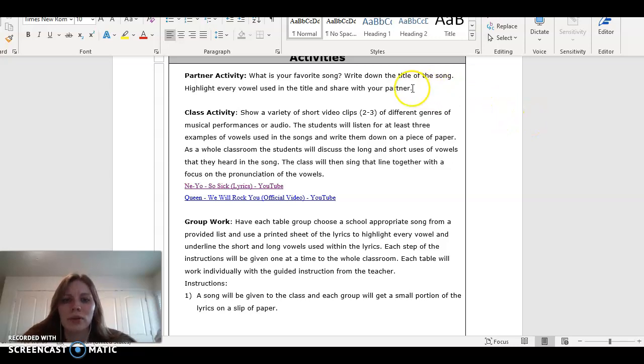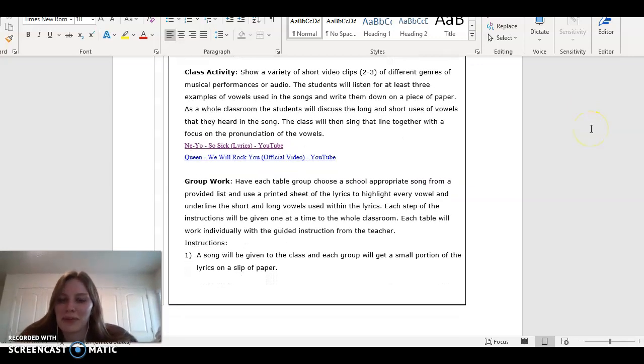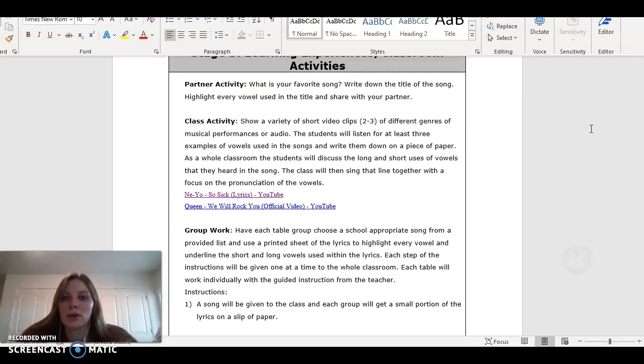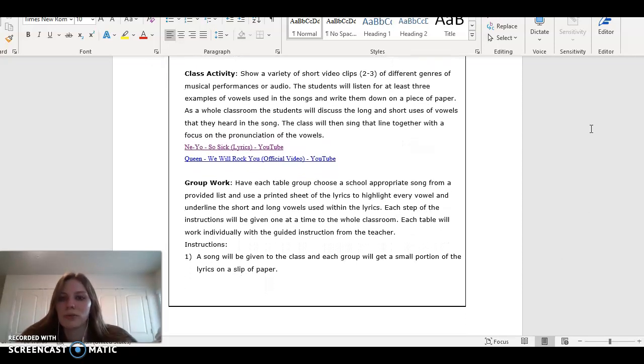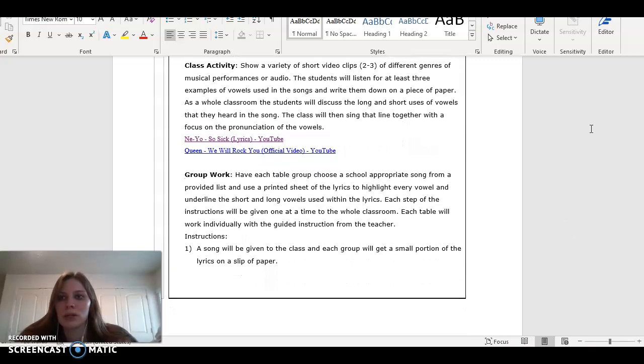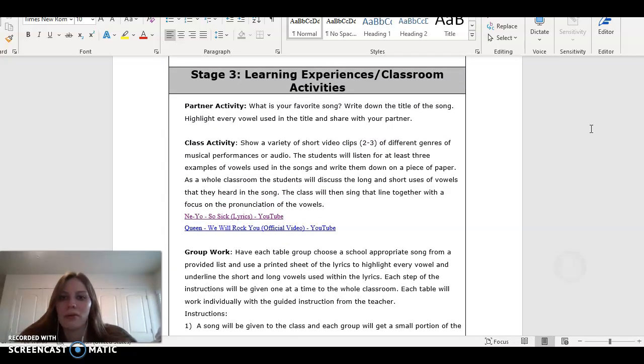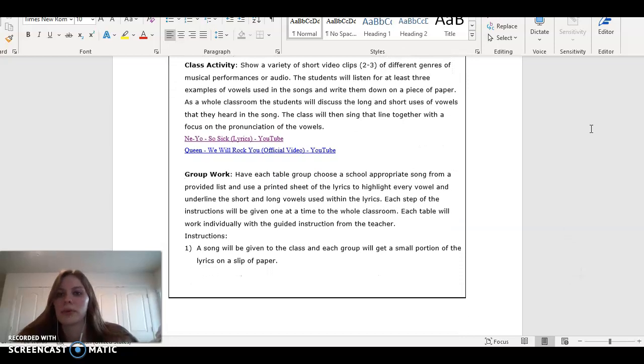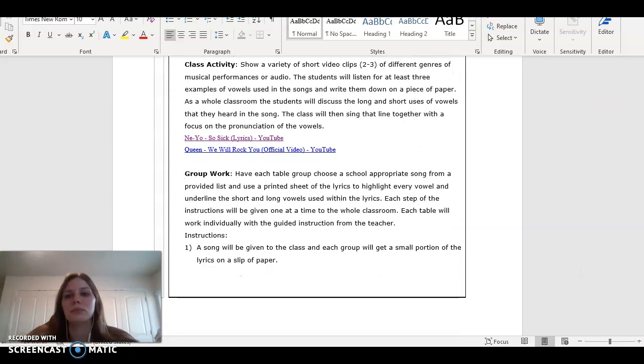And so as they look at the title of the song, they'll be able to highlight each vowel that they see, preparing them for the next activities, because it does get a little bit harder as it goes on. But I think that's just a little review. At that point, the student should have already known the vowels. This will be a little bit of a review.